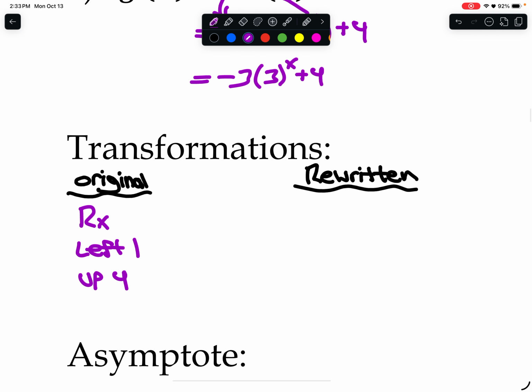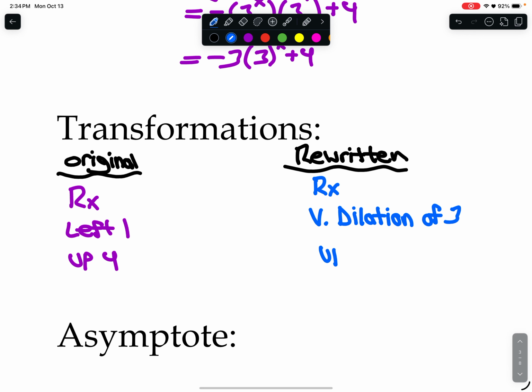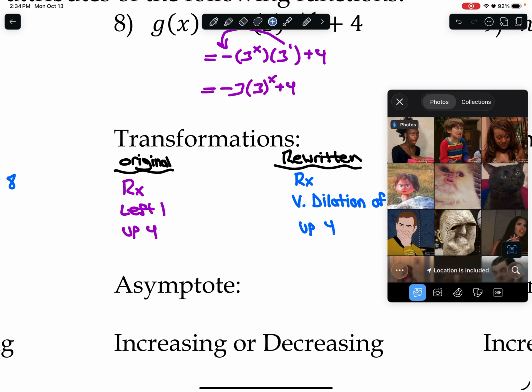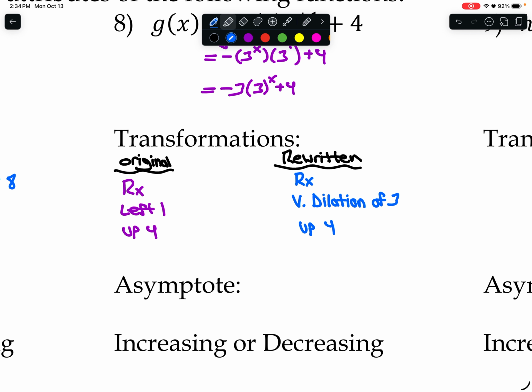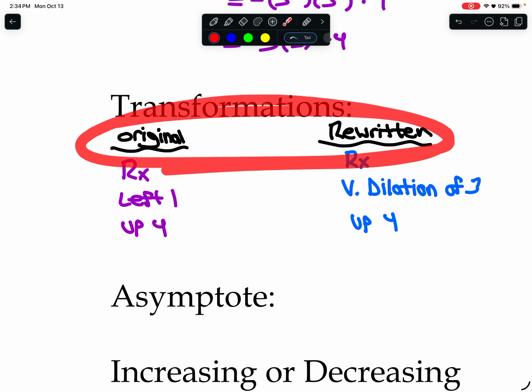So when I rewrite, we still have a reflection over the x-axis, and now I have a vertical dilation of 3. And then I still have that shift up of 4. So I'll say up 4. So notice how the translation now turned into a vertical dilation. So that's why I like to look at both of these.